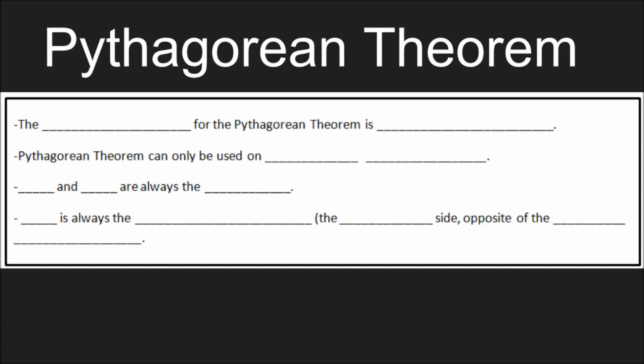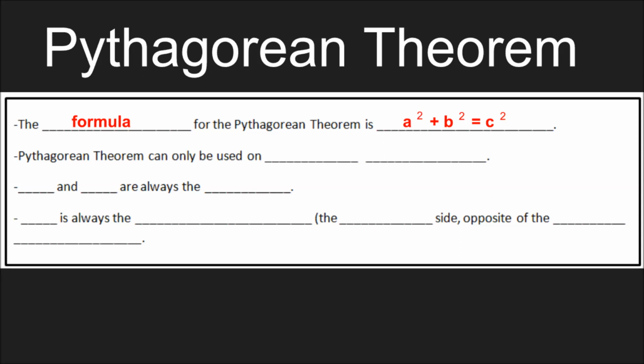Okay, the top of our notes has some blanks we're going to fill in. As we read through these together, you're going to follow along, and it's going to remind us of information about the Pythagorean theorem. The first sentence says the blank for the Pythagorean theorem is blank. The formula for the Pythagorean theorem is a squared plus b squared equals c squared. We talked about that in our notes the other day, and you just read that to your partner. One more time, everybody turn to your partner and tell your partner the formula for the Pythagorean theorem. Go.